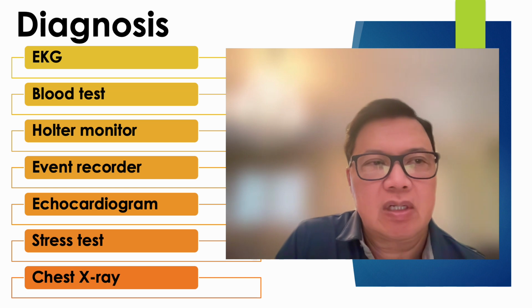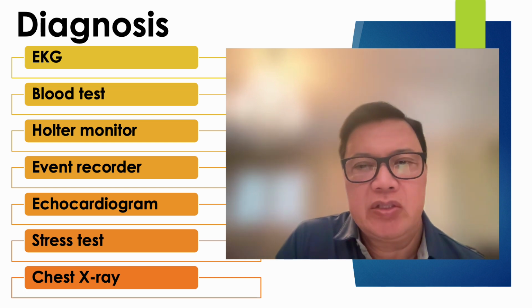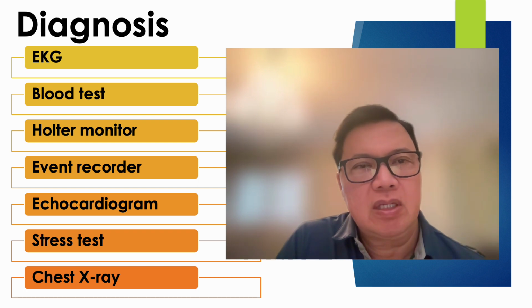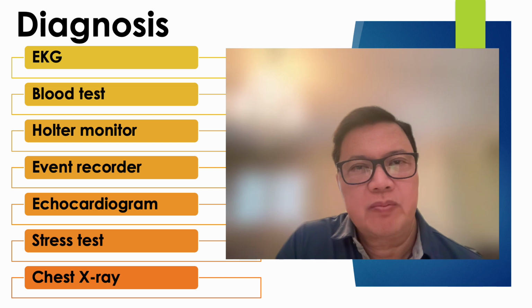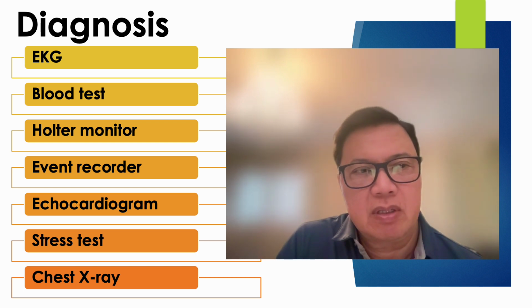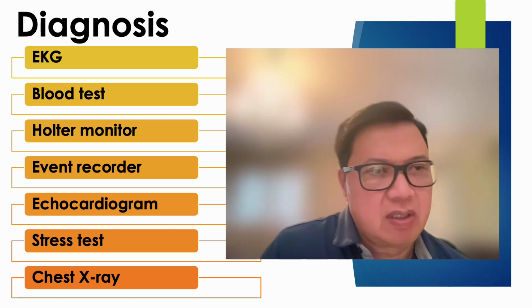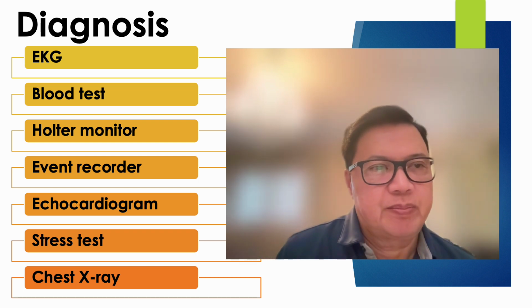Diagnosis includes doing an EKG or ECG. In the EKG, usually you'll see an irregular rhythm, and there will be no discernible P waves on the strip. For blood tests, you check for stimulants or drugs, and also for hyperthyroidism.